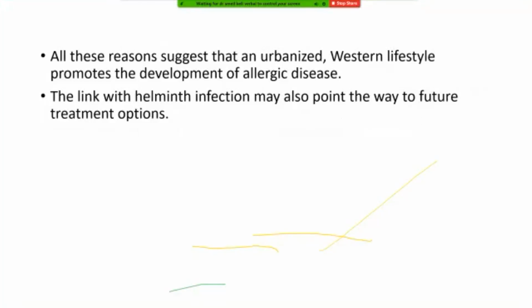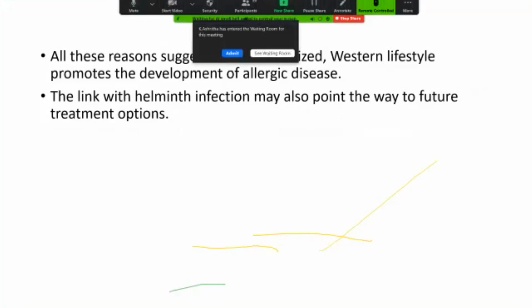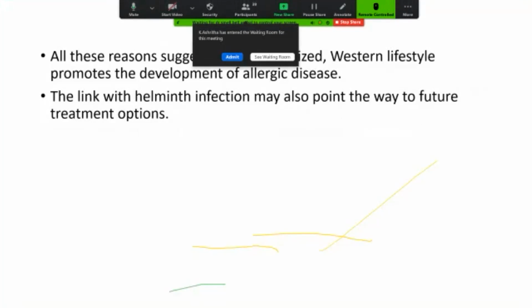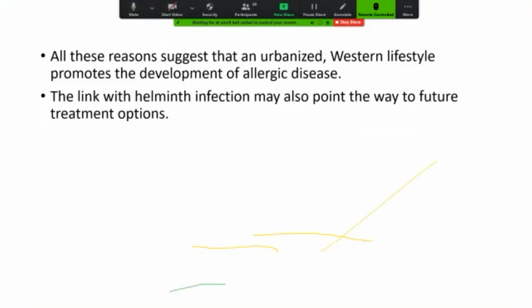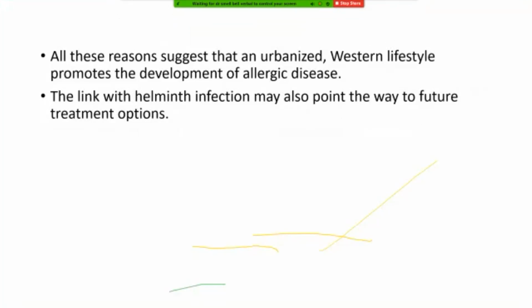Organized Western lifestyle promotes the development of allergic disease. The link with helminth infection may also point the way to future treatment options. So as we know with this, let the child go outside and develop a Th1 response. That is the only one concept. Urbanization is leading to allergy. That is one concept. And helminth infection, as we have seen, if we are eradicating the helminth infection, there are chances for more allergy. That is also one concept. You have to understand this.